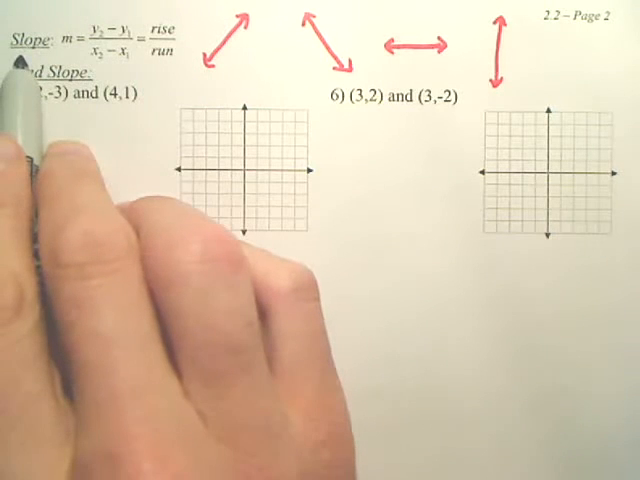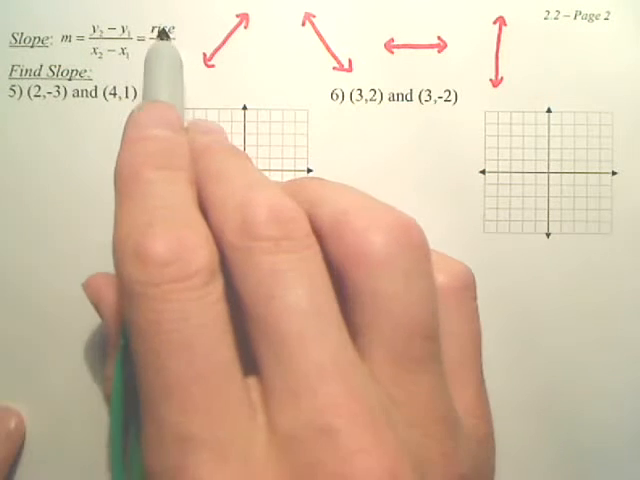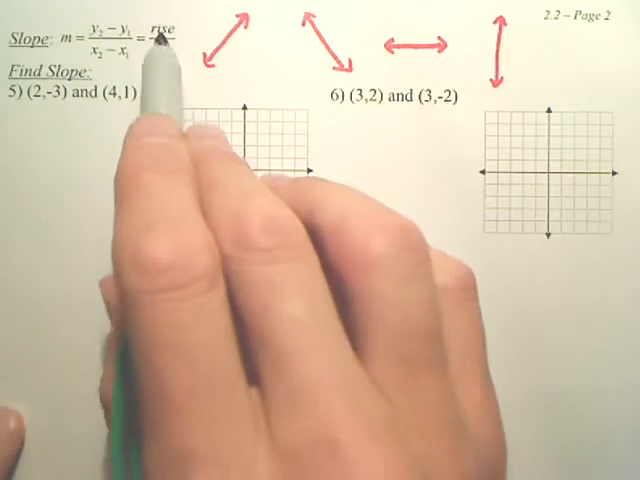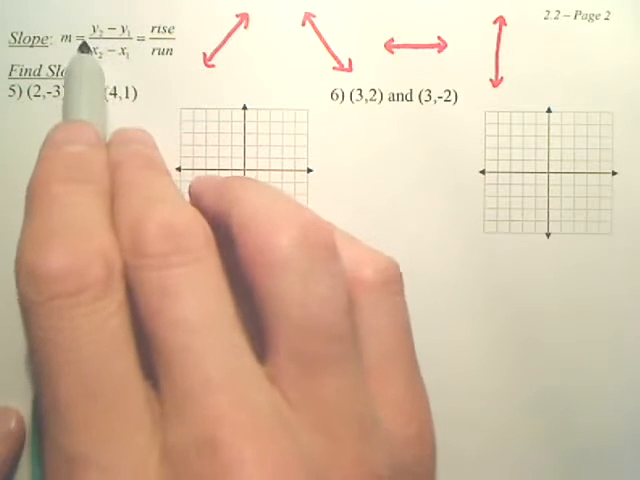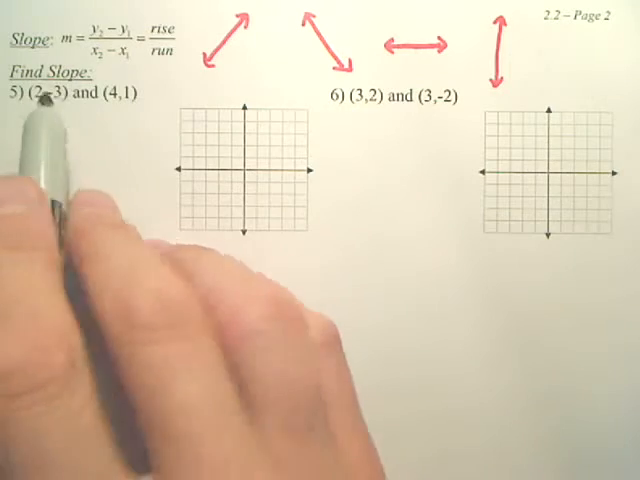Slope. We talked about it earlier. Slope, the letter m. It's rise over run. And here's the mathematical way of finding it. Your rise is the difference of the y values. So you have x, y.